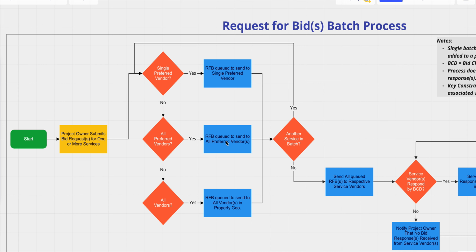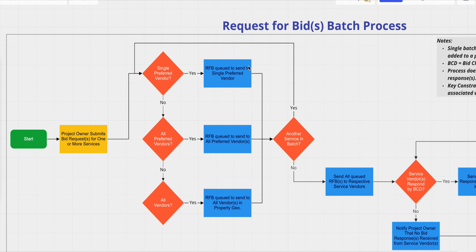Once I take this route, what will happen is that the request for bid, or RFB, will be queued to send to all the preferred vendors that I have for termite inspection. I'm not going to send anything yet because I'm not going to do the send to the vendors until everything runs through. So right now I'm just going to put it in a queue. So now I'm going to go to this step here and say, hey, is there another service in the batch that I sent? And yes, there are. There are 5. So then I would go through the next 4 in this fashion.